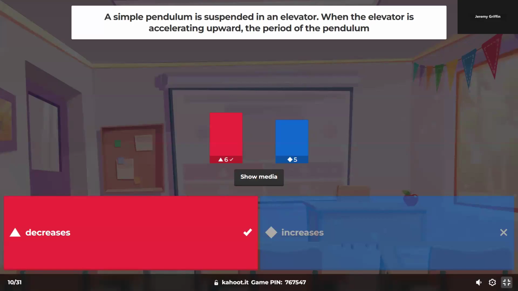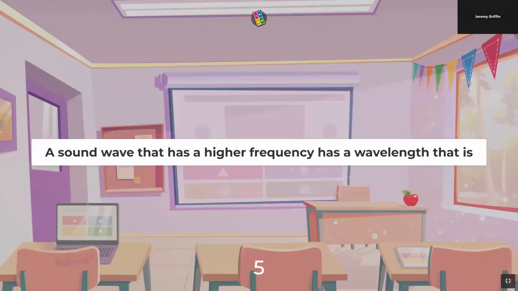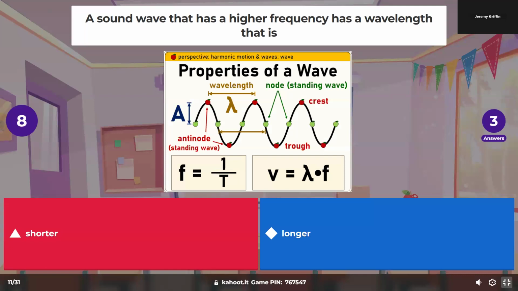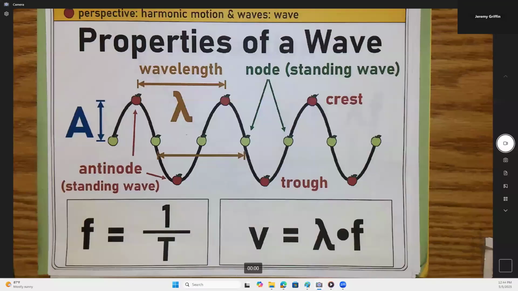You guys get that? The pendulum in an elevator. All right, pretty good. Sound waves that have a higher frequency have what kind of wavelength? Yeah, shorter wavelength. That was the example I broke out a little bit earlier.